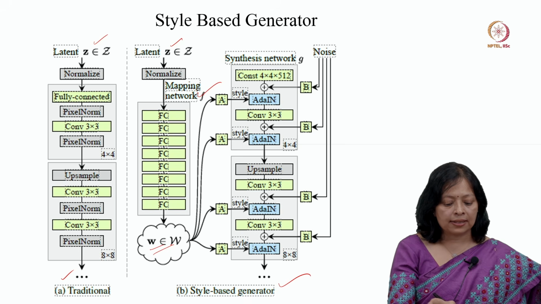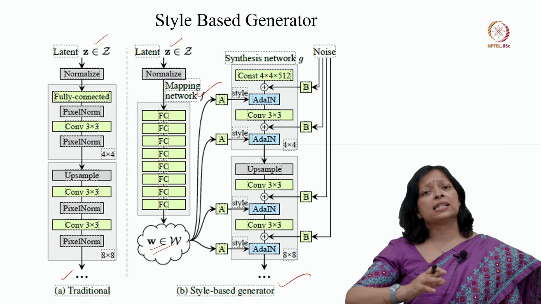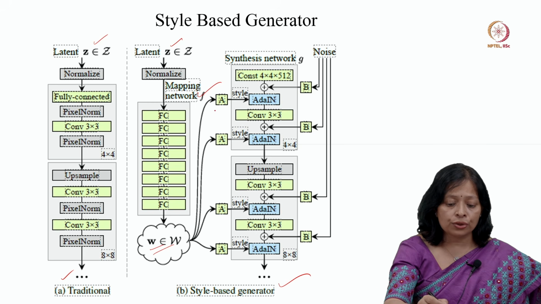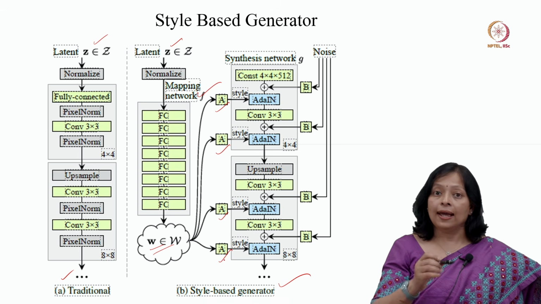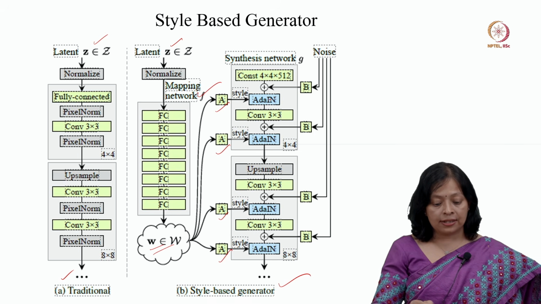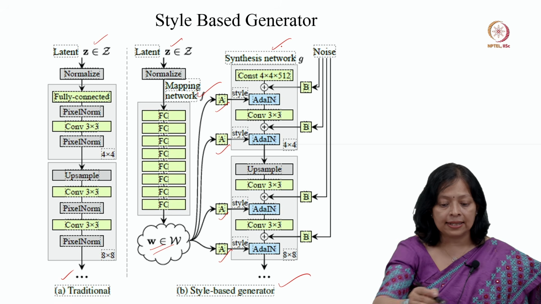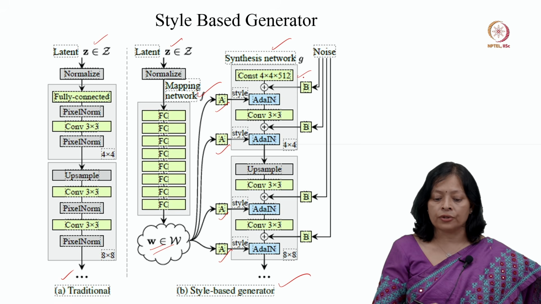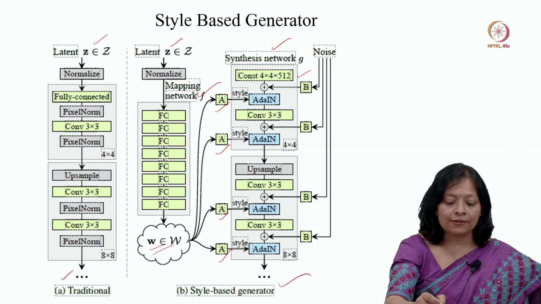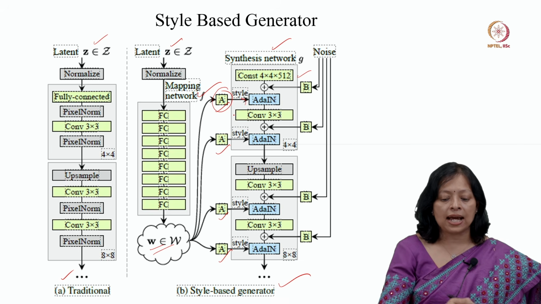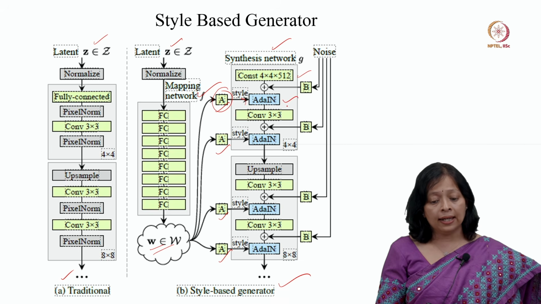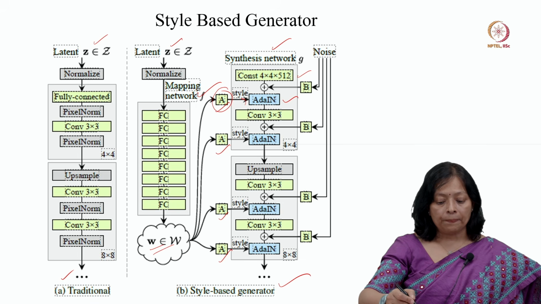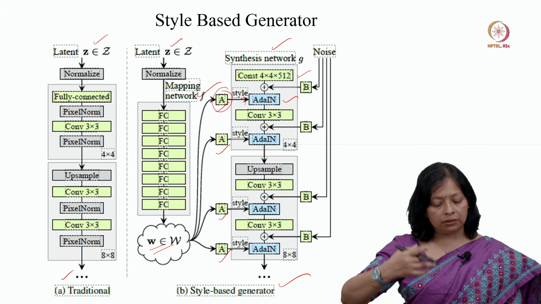Then we get this W, which is the disentangled latent space. Then this W goes to the affine transformations A for all the different layers, and this is the synthesis network. As I was telling, it starts from a constant 4 cross 4 cross 512. Then this affine transformation gives you some style parameters which go into AdaIN, and again there are convolution layers, and then it goes through the process.